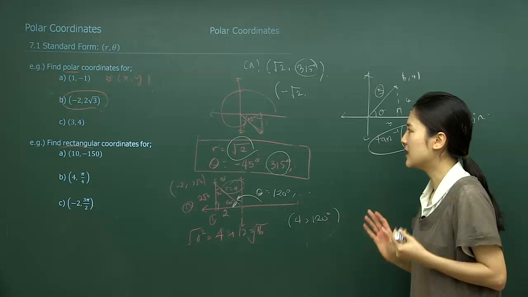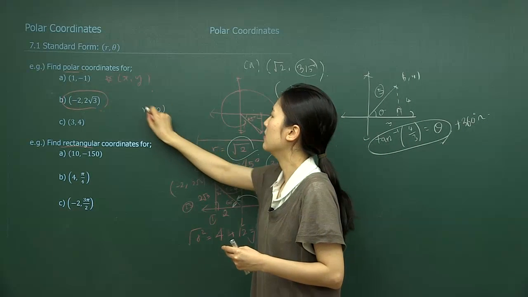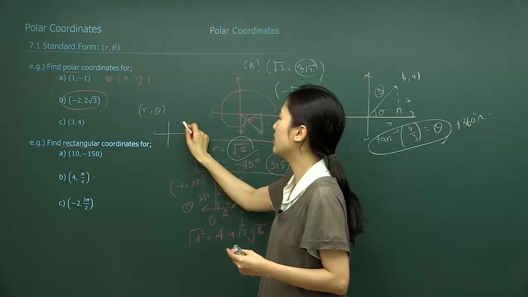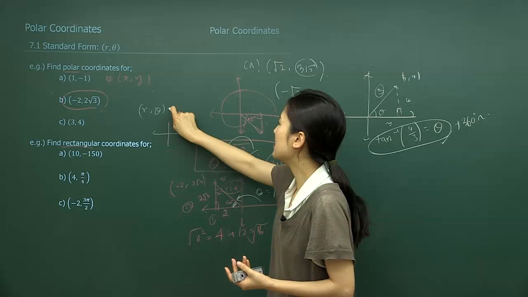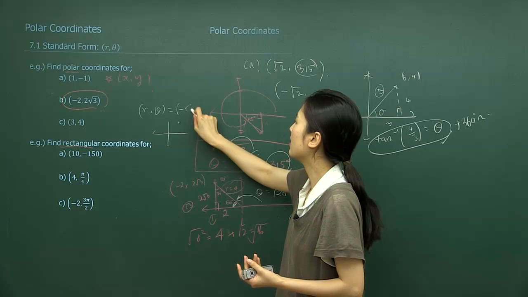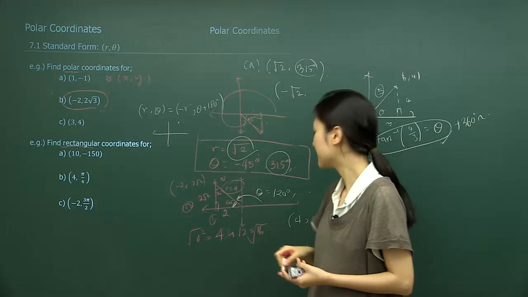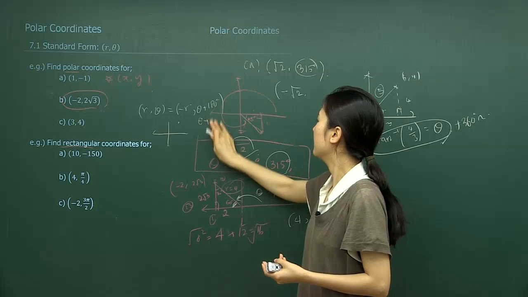Well, just consider this. Let's say you're given r and an angle, and you have found the position of that point. Say that point was right here, right? This point is equal to negative r, comma, angle plus 180 degrees, or half pi. Basically, pi.